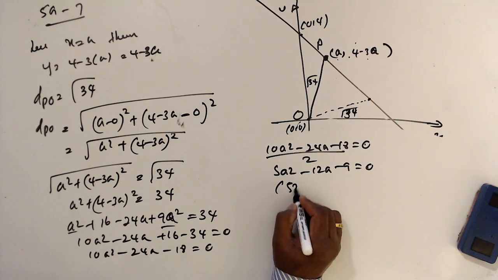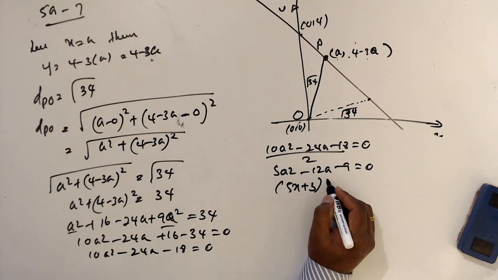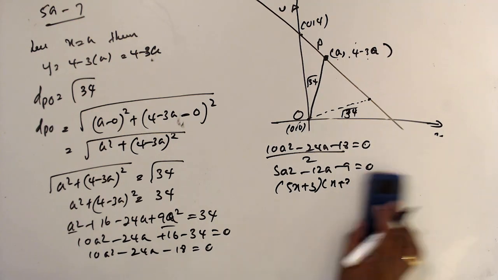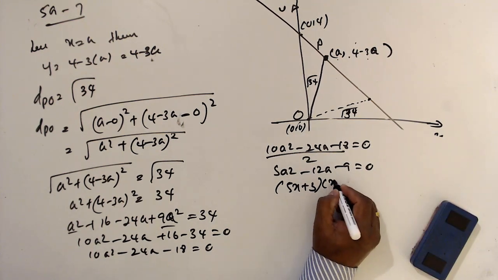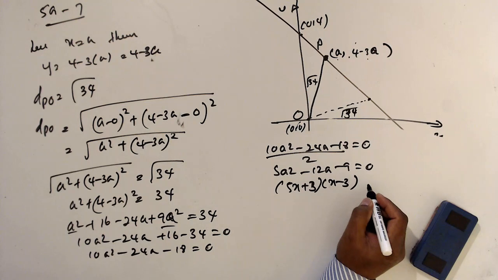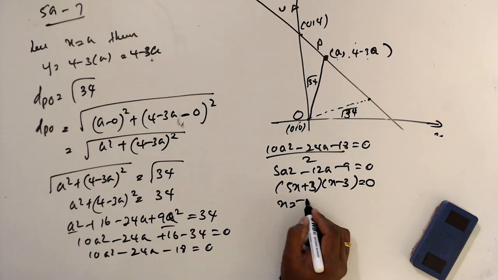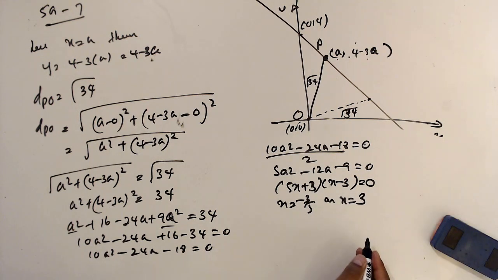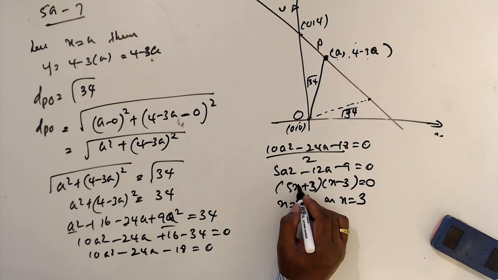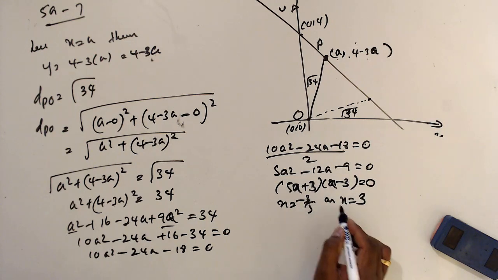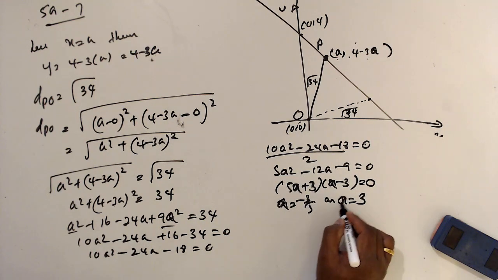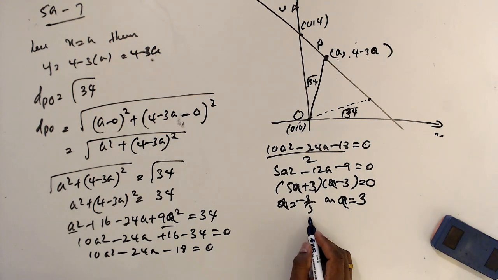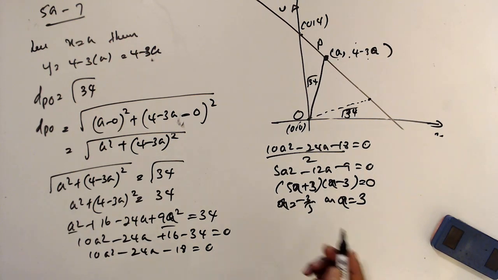I can factorise this as (5a plus 3)(a minus 3) equals 0. So a equals minus 3 over 5 or a equals 3. Now I have two answers for a: minus 3 over 5 or a equal 3.